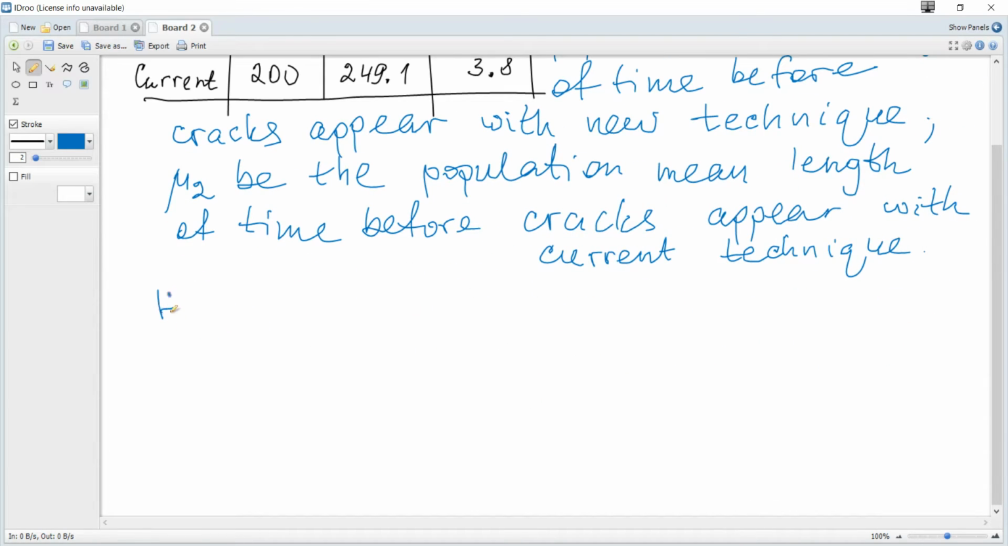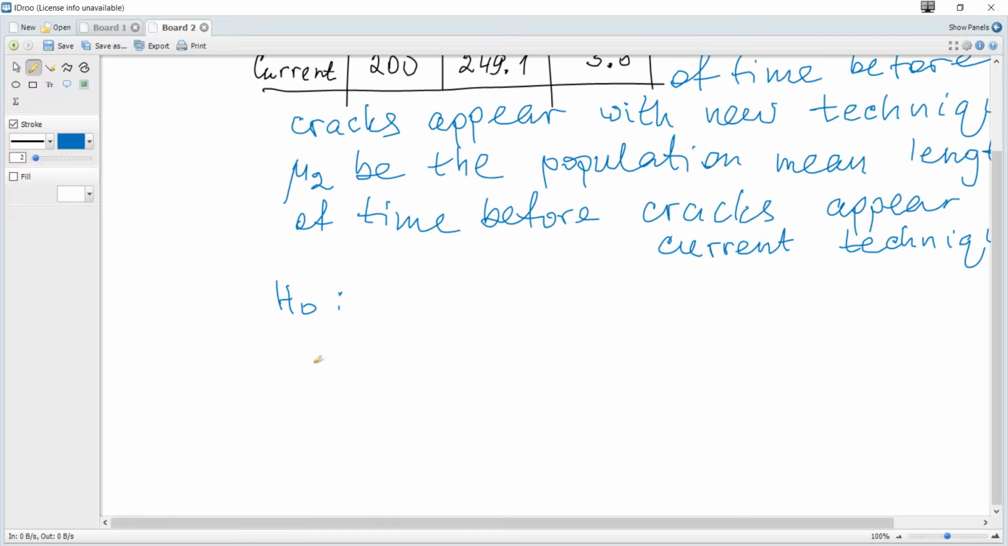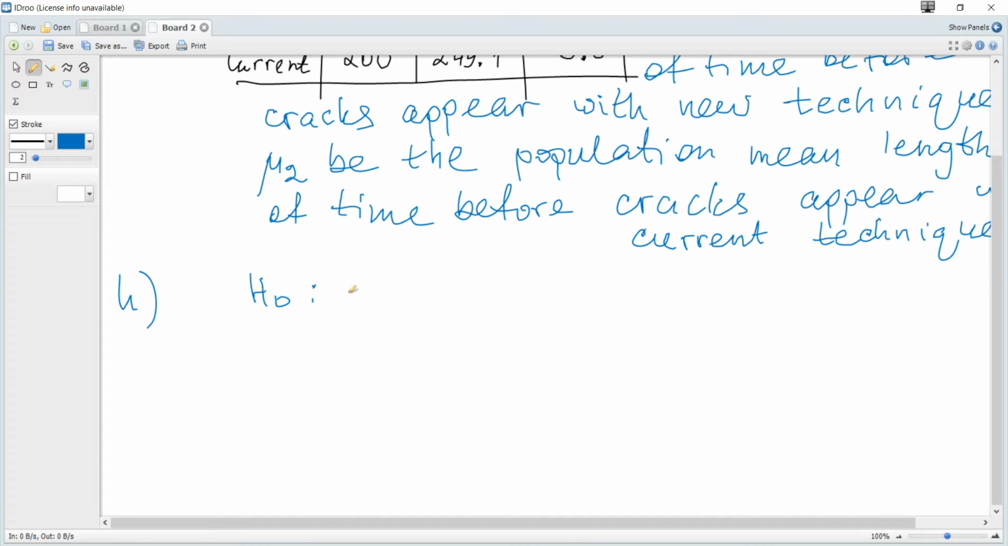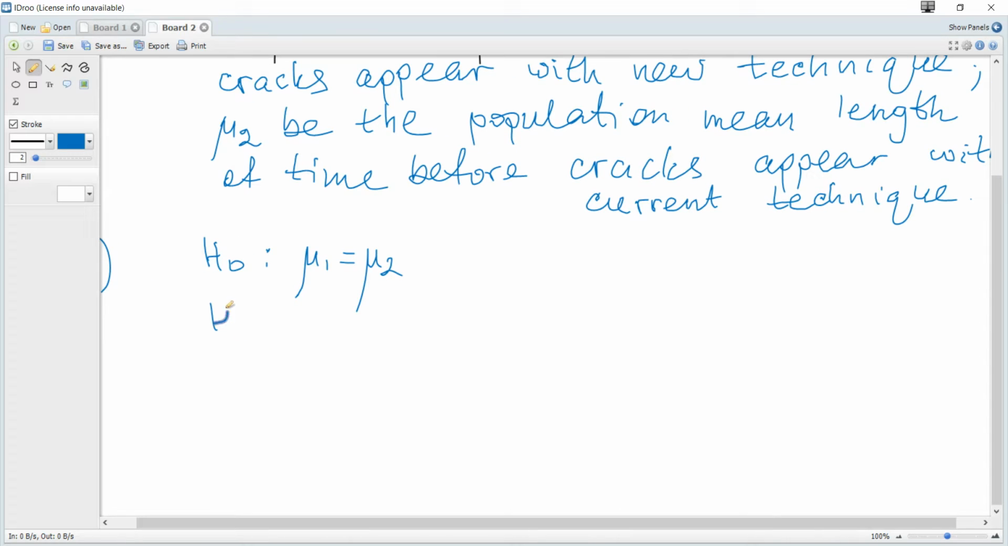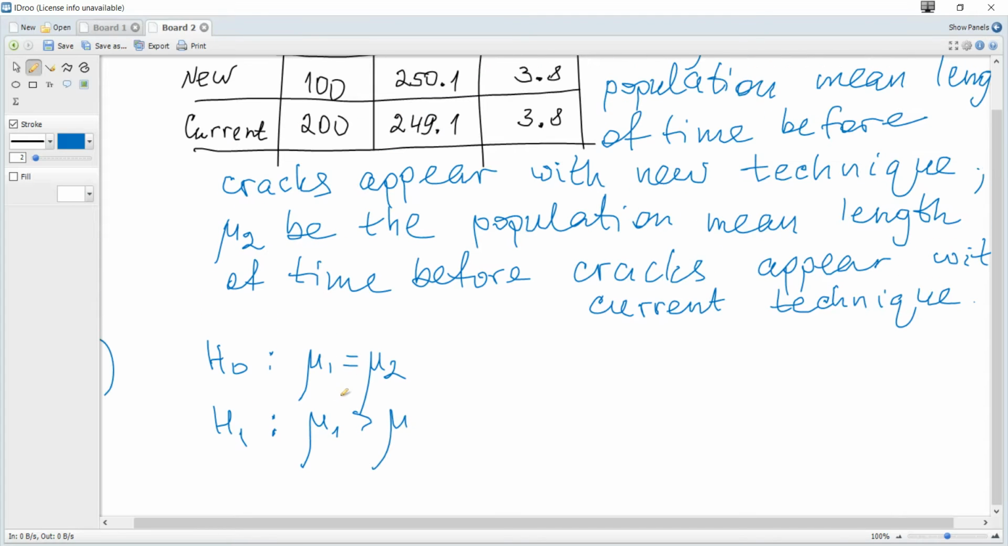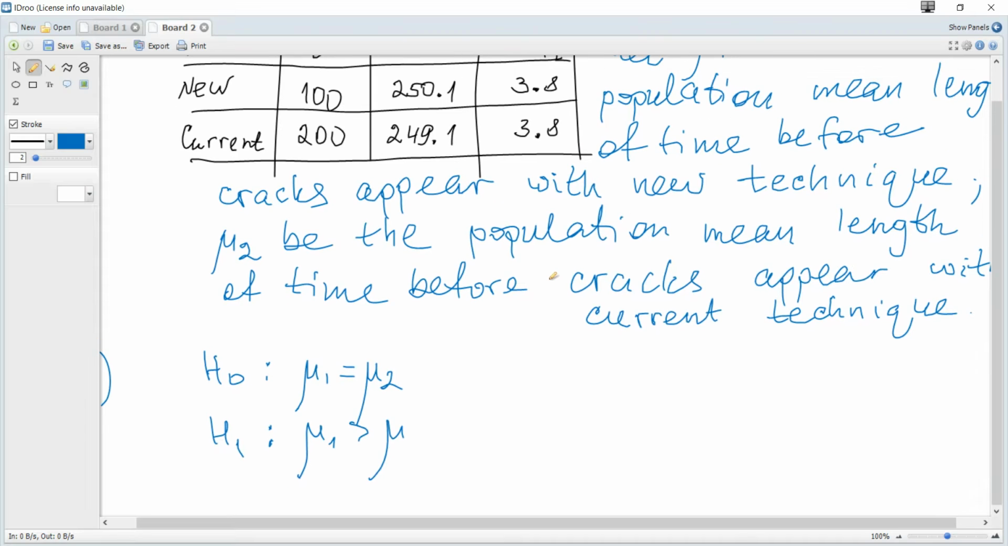Hence, the null hypothesis becomes that mu1 is mu2, no change, and as the alternative, mu1 is greater. Why greater? Because mu1 is for the new technique, and we test whether the mean time using the new technique has increased.